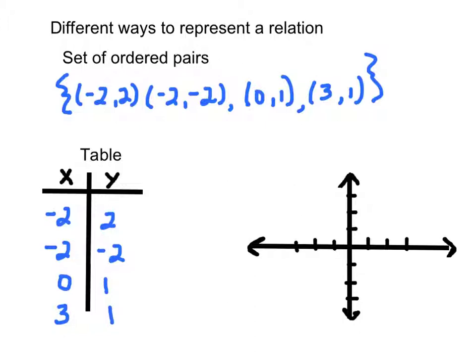Another way to represent this relation would be by using a graph, by actually plotting these ordered pairs in the xy plane, with x and y being my horizontal and vertical axes. The ordered pair -2, 2. The ordered pair -2, -2. The ordered pair 0, 1. And the ordered pair 3, 1.